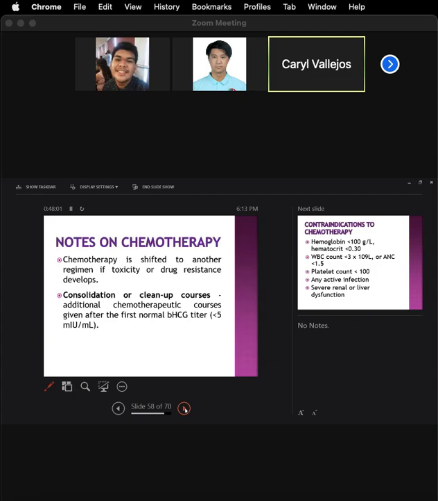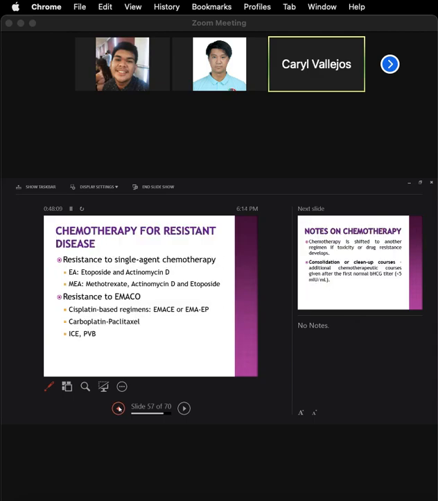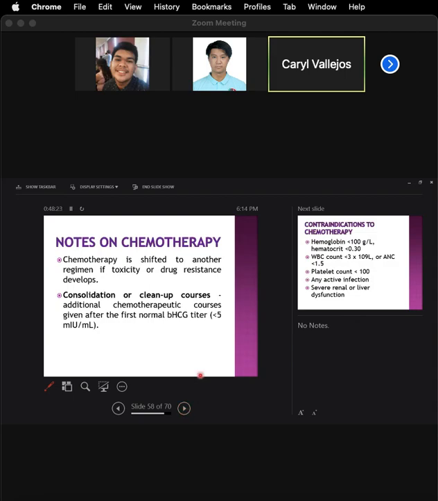So, chemotherapy for resistant diseases, we have the term salvage chemotherapy. So, it's nice to know lang ito. Chemotherapy is shifted to another regimen if toxicity or drug resistance develops. And what is the meaning of the consolidation or the cleanup course? Additional chemotherapeutic courses given after the first normal beta hCG titer.